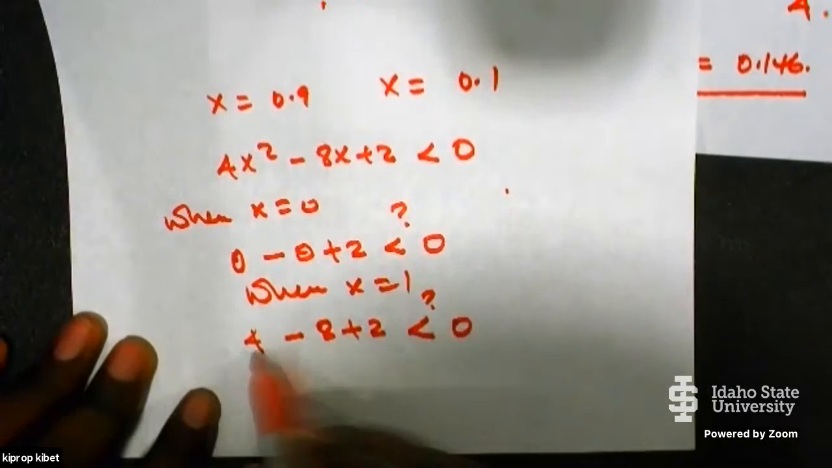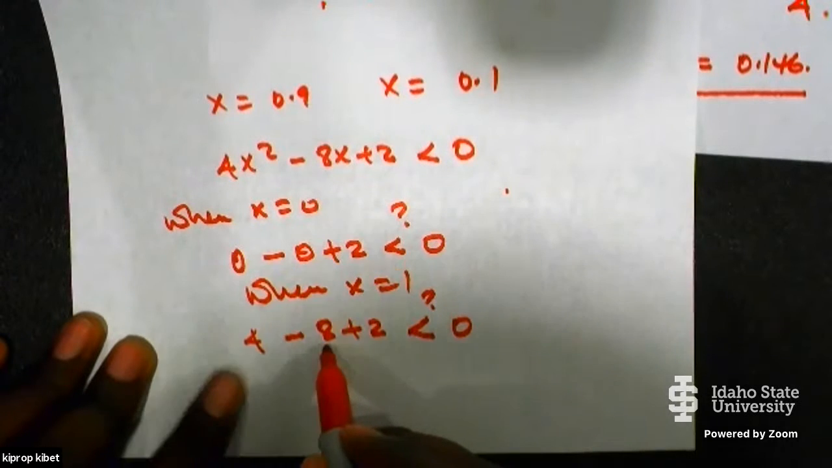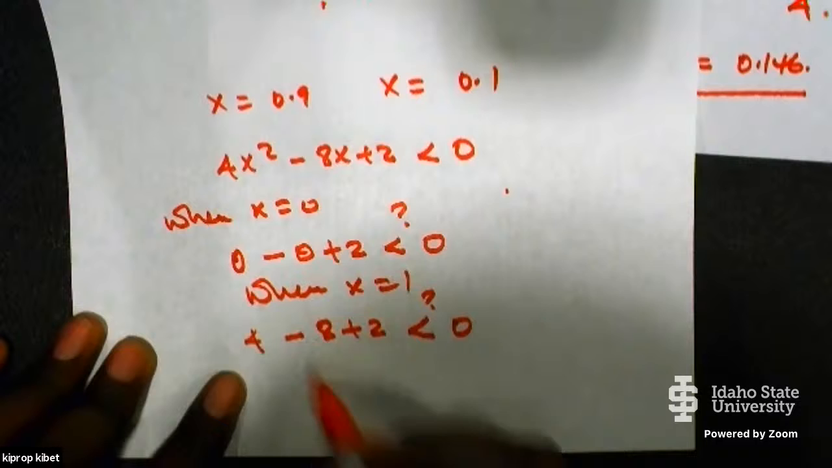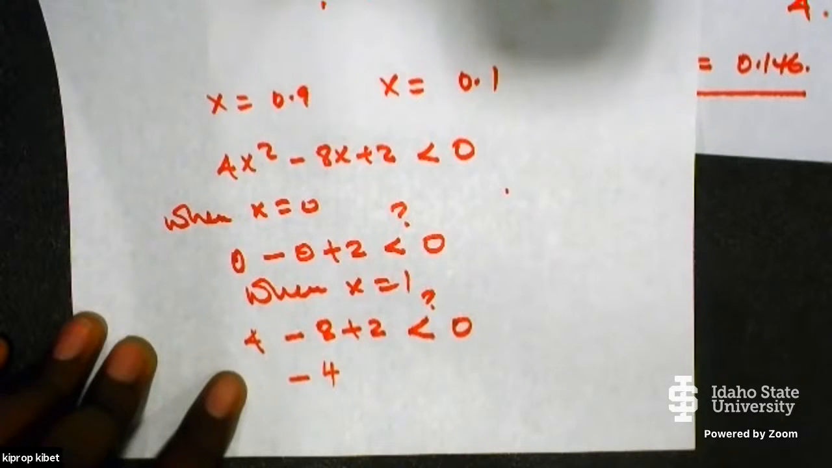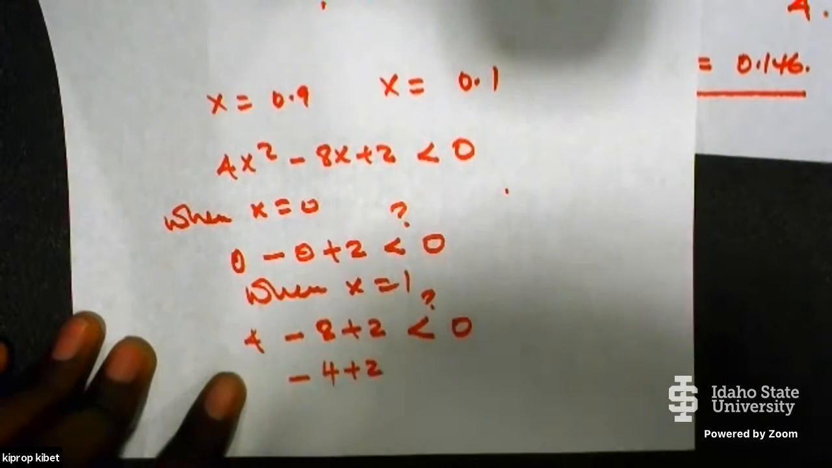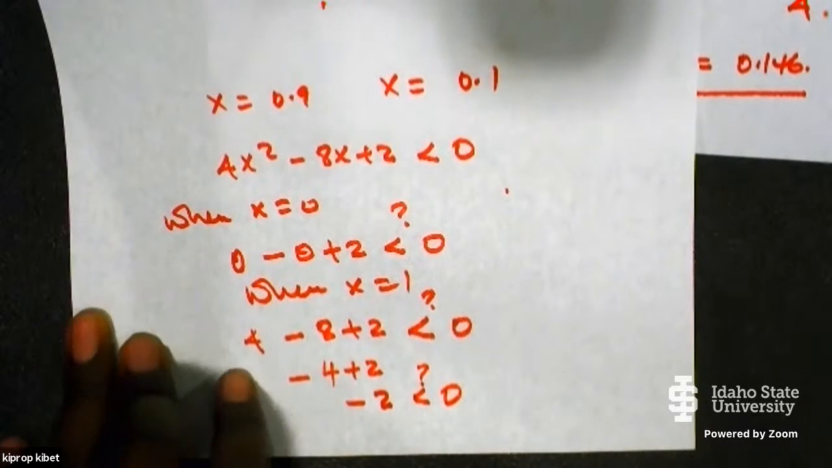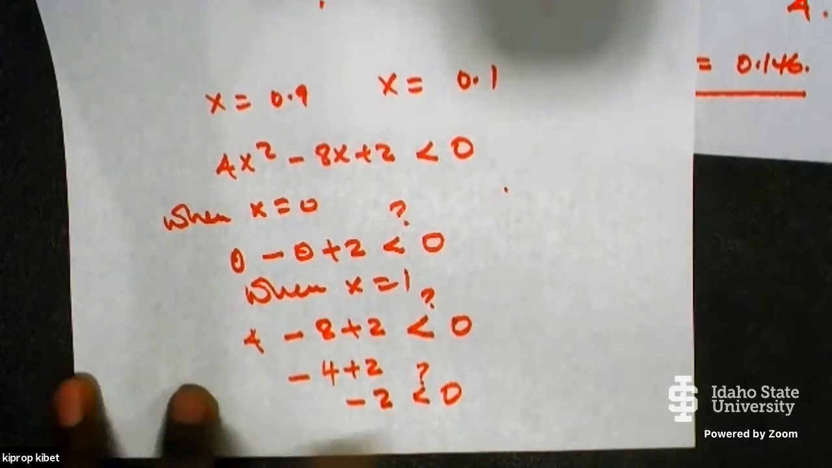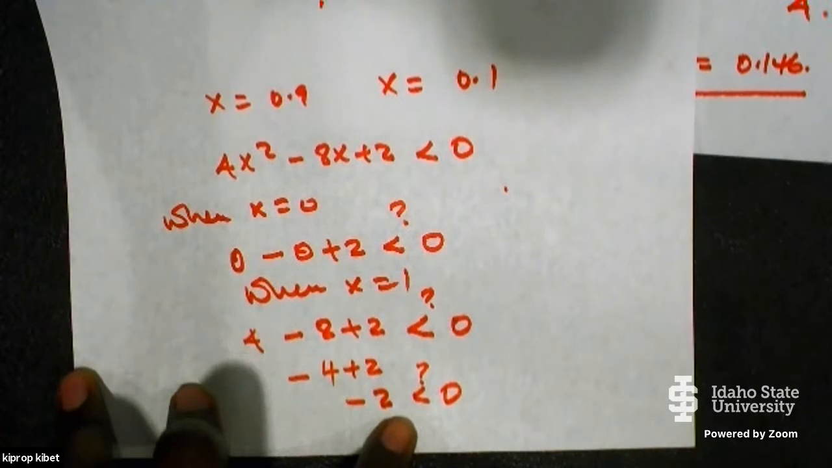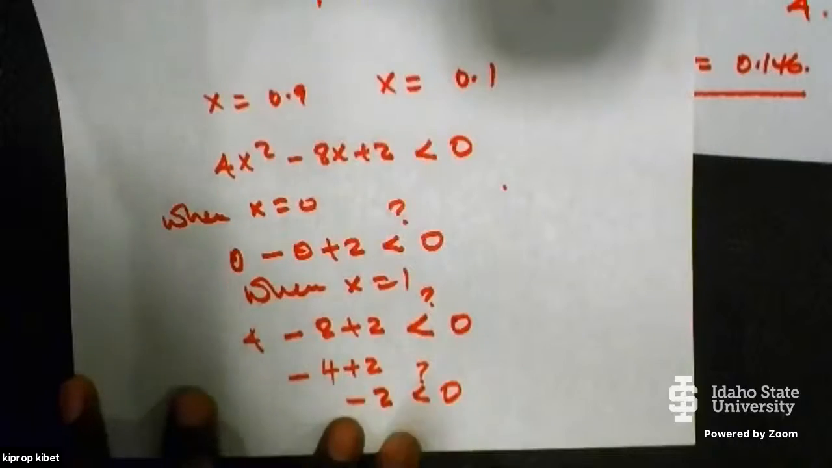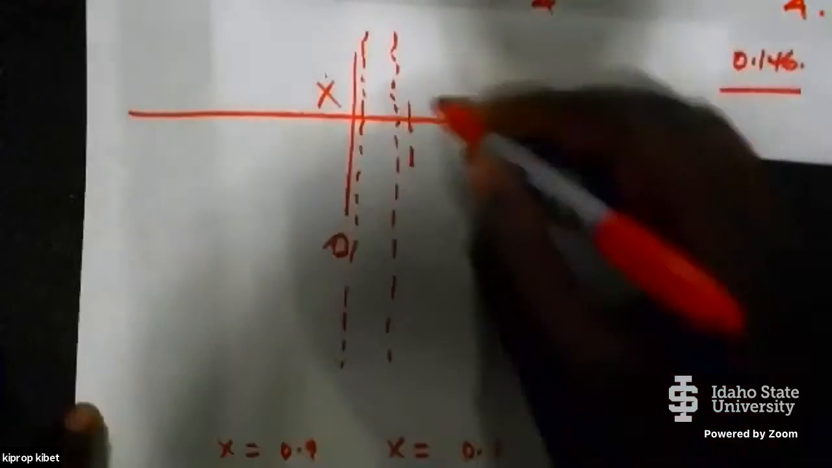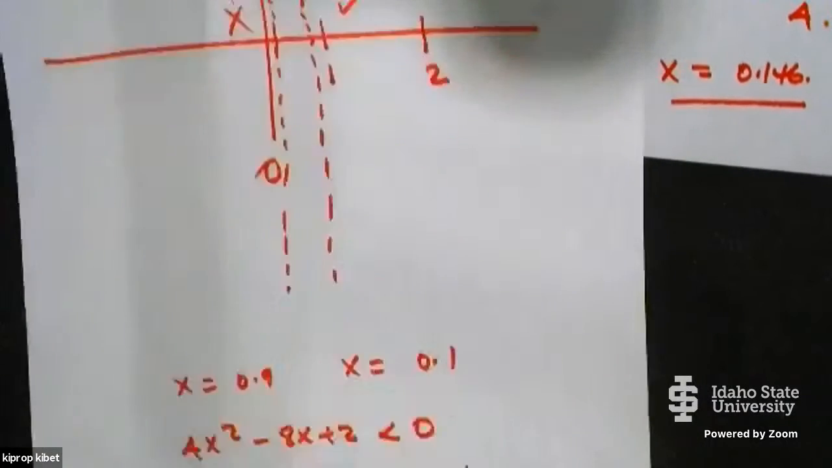So 4 minus 8 is minus 4, right? Minus 4 plus 2 is minus 2. So minus 2 is less than 0. Is this one less than 0? Yes, it is less than 0, right? So we take this point. So this one will agree with that. So it will agree.